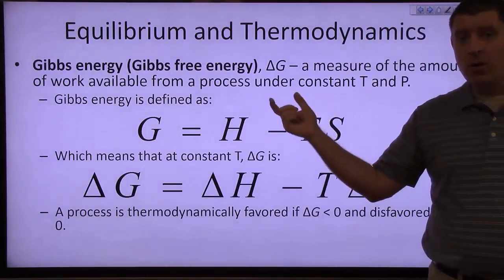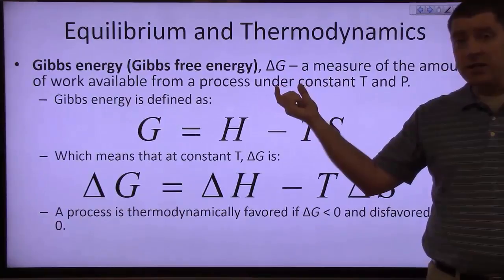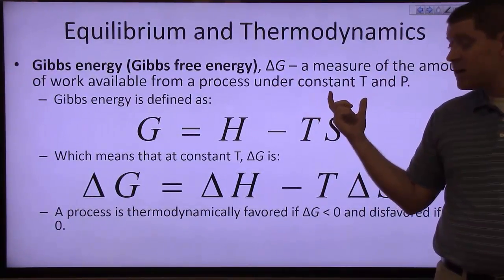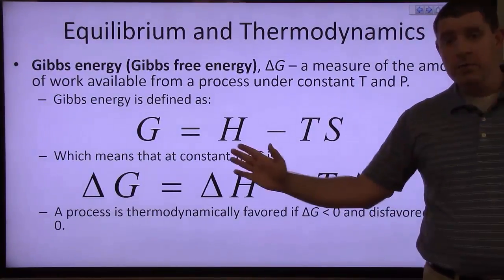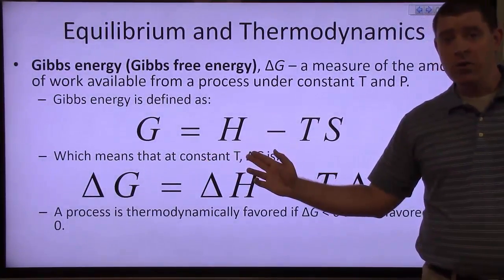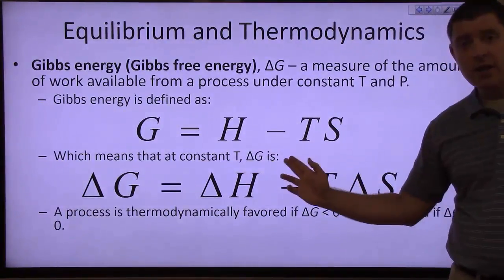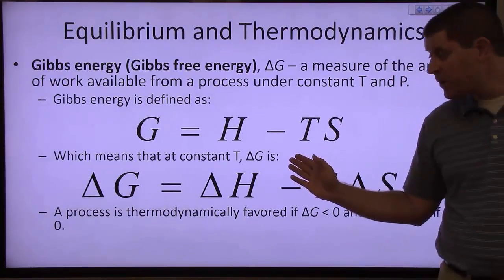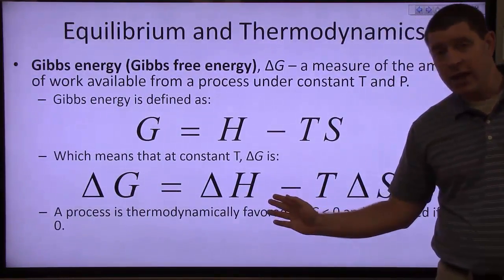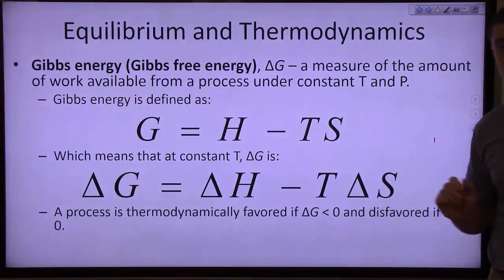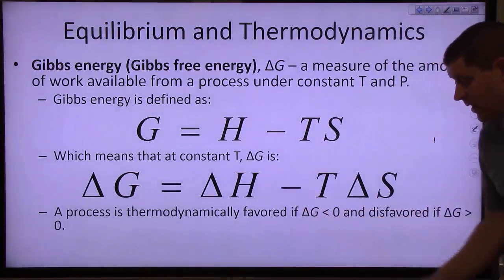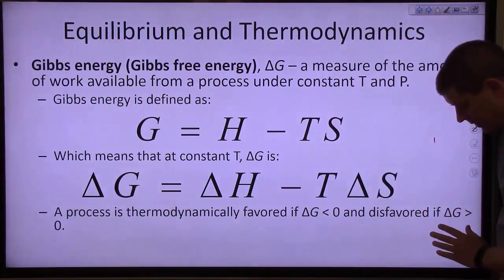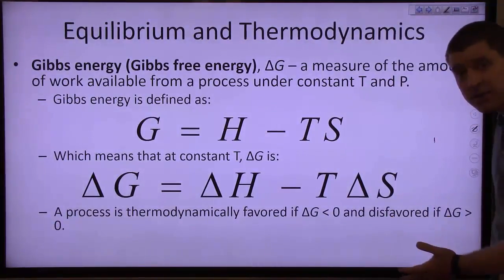Now the Gibbs energy, also called the Gibbs free energy, which we symbolize delta G, is a measure of the amount of work available from a process under constant temperature and pressure. Now the Gibbs energy is defined as equal to the enthalpy H minus T times S, the temperature times the entropy of our system. Which means that if we have a constant temperature, then delta G is equal to delta H minus T delta S. Now a process is thermodynamically favored if delta G is less than 0, if delta G is negative, and it's disfavored if delta G is greater than 0, that is, if delta G is positive.